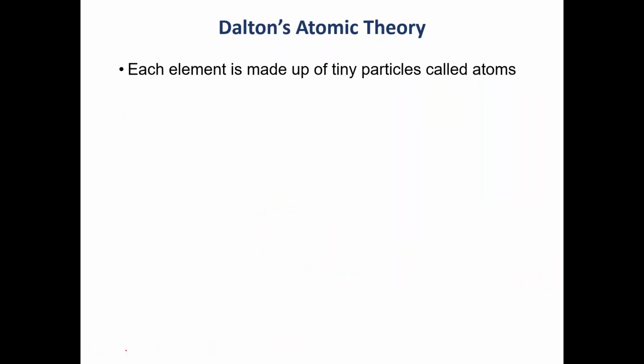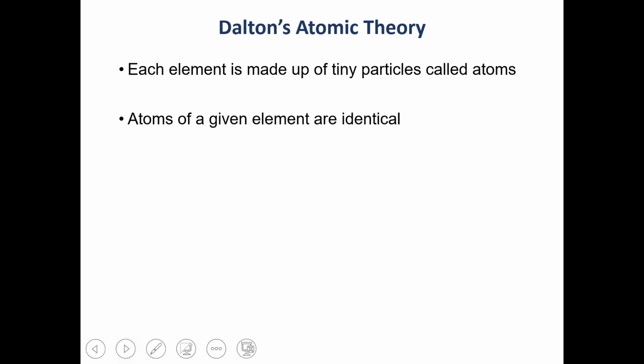So Dalton's atomic theory has 4 components here. The first component is that each element is made up of tiny particles that we call atoms. The second part of this tells us that atoms of a given element are identical. So we know now that this is not completely true. And if you know what an isotope is, then you know why that's not completely true. If you haven't heard of an isotope before, we're going to define those pretty soon.